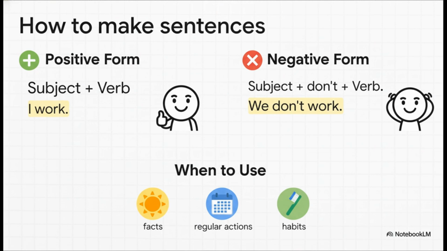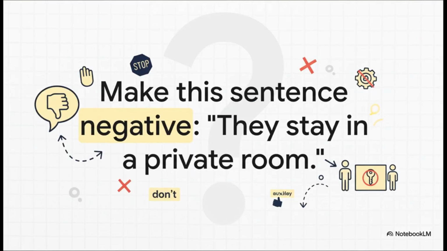For a positive sentence, it's just subject plus the verb. I work. Easy. For a negative sentence, it's subject, then don't, then the verb. We don't work. And remember, we use this tense when we're talking about things that are facts or things we do regularly, like habits.